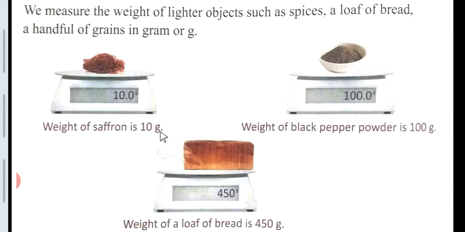So the weight of saffron is 10 grams. Here you can see the weight of the black pepper powder is 100 grams. The weight of a loaf of bread is 450 grams. Here you can see 450 has been written, and it is measured in grams. So I hope you understood how we can measure small things, lighter objects, in grams. Now let's move on further.